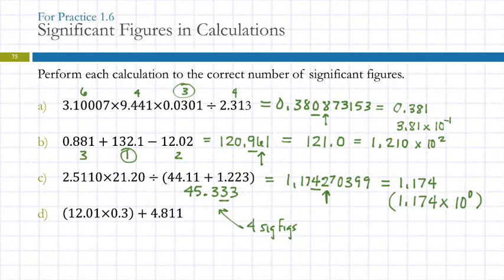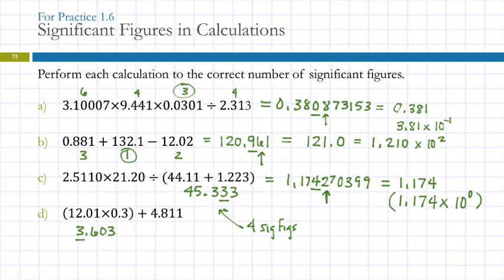Okay, let's do this last one. So again, we're supposed to do parentheses first and then add this on. So 12.01 times 0.3. So that part gives me 3.603. If that was my final answer, how many significant figures would it have? One. 12.01 has 4 sig figs. 0.3 only has 1 significant figure. So this would be 1 significant figure.